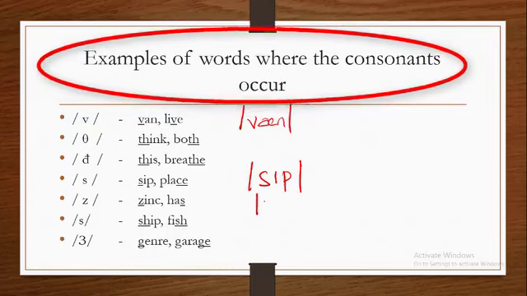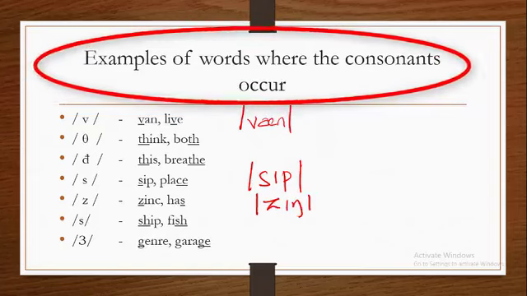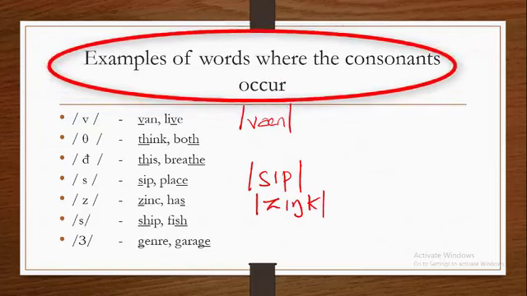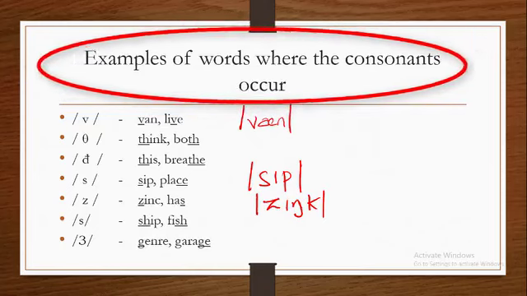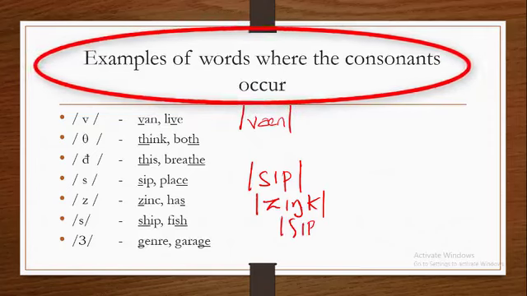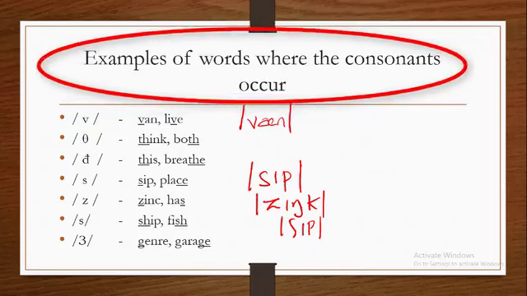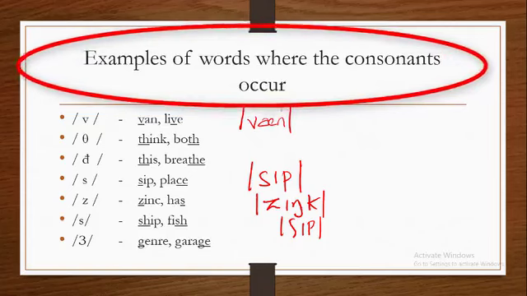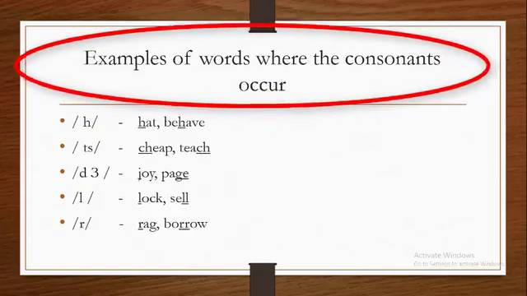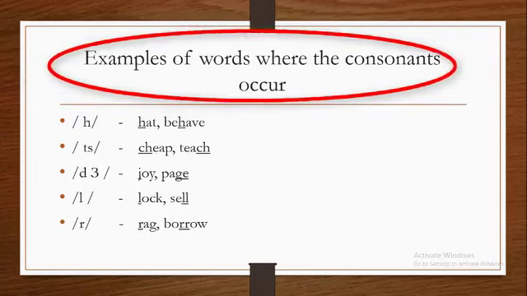Zinc, right? We have shape, okay? We have shape, right? We have fish, and we have garage. Okay, so these are words where these sounds are contained.